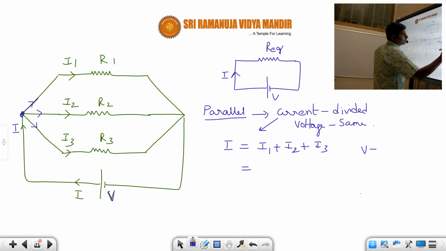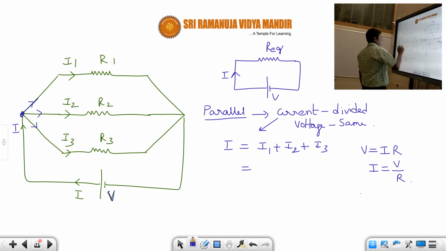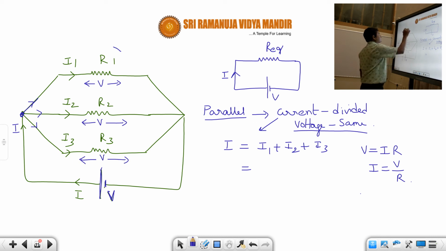And we know according to Ohm's law, if V equals IR, what is I? I equals V by R. Now, as I told you, in a parallel connection voltage remains the same. So across all these resistors how much voltage do we have connected? V. Across R1 V, across R2 also V, across R3 also V. So for this resistor we know V, I1 and R1. So what is I1? According to Ohm's law, V by R1.